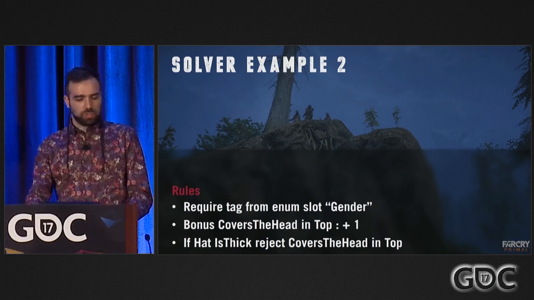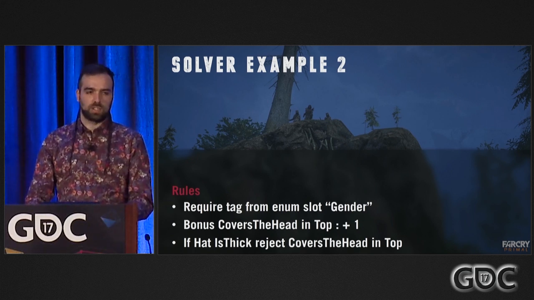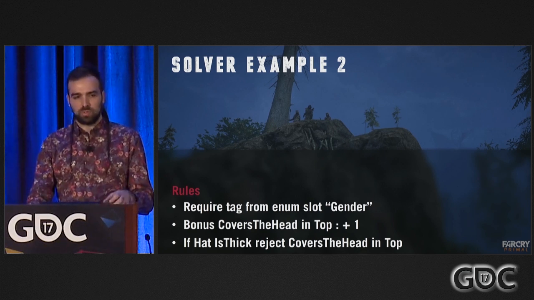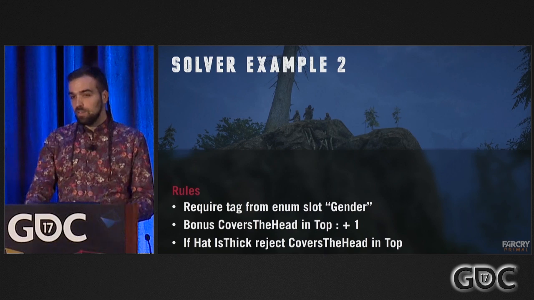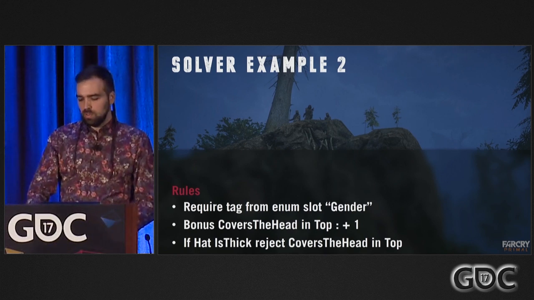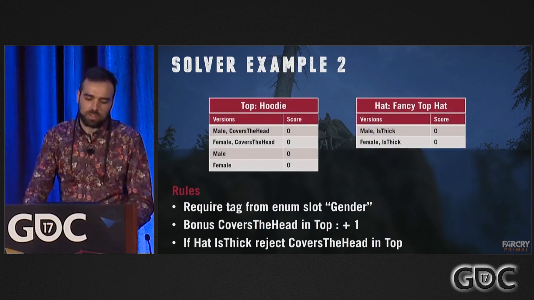Finally, we have a conditional rule in there. If the hat has a tag "thick," then you're going to ask to reject "covers the head in top." This is basically the translation of: if the hat does not fit under the hood, then remove the hood. You could have a hat which is not tagged thick and it would fit nicely under the hood, so you can support those. Let's fill our example, our DNA.